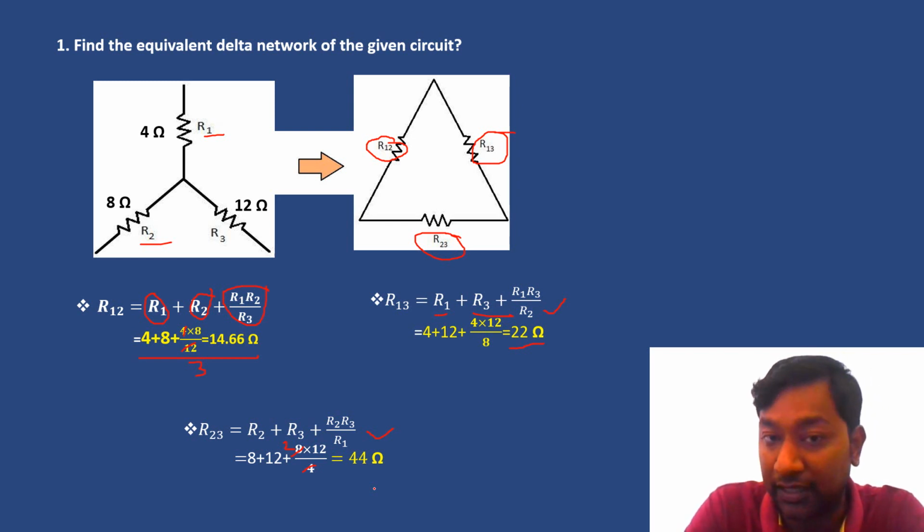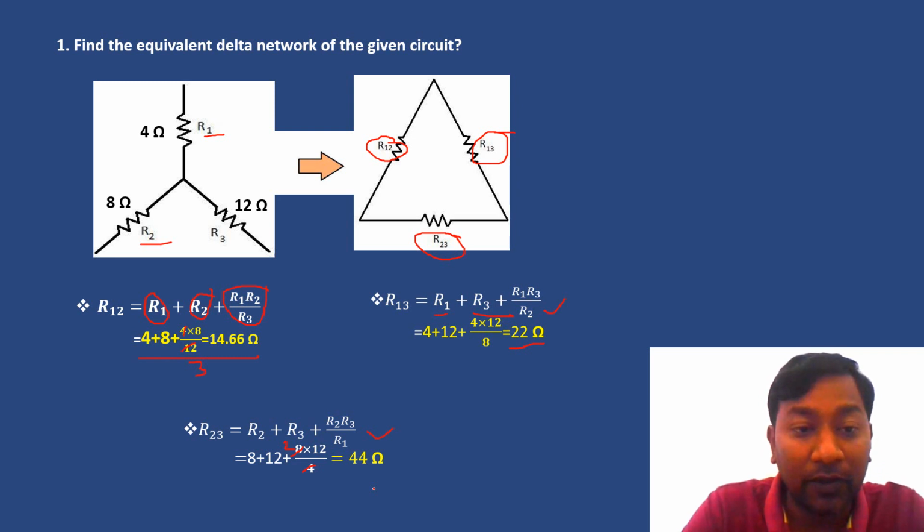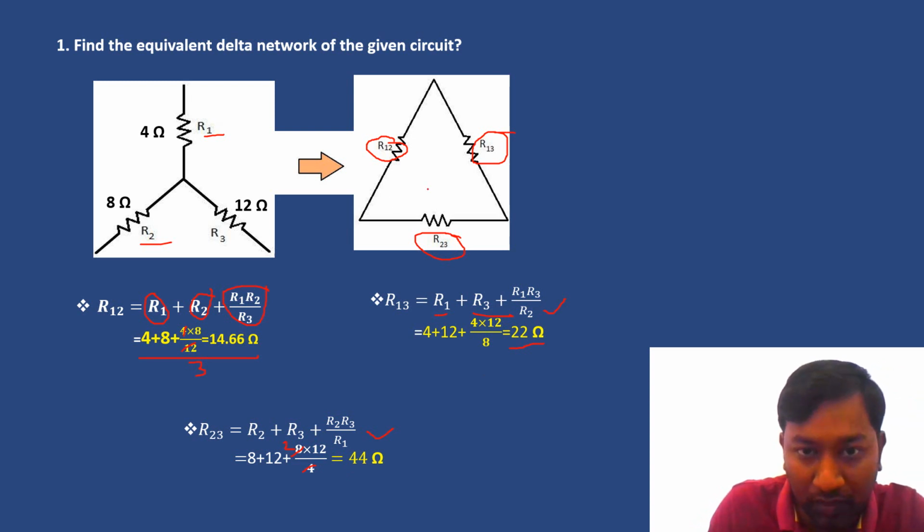Okay, so in this simple calculation, we solved for the delta network from the given star network. So this is the simple numerical. In another lecture we will solve vice versa, from delta to star network, and also some complex problems.